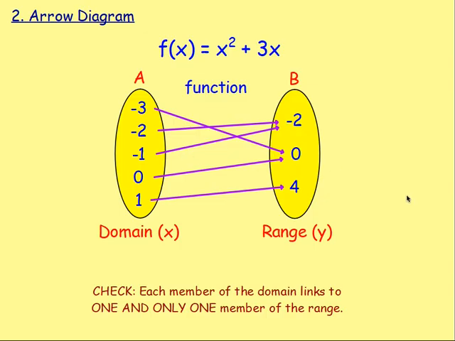However, just make sure that you check. Each member of the domain should link to one and only one member of the range, which they do. -3 only links to 0. -2 only links to -2. -1 only links to -2, and so on.